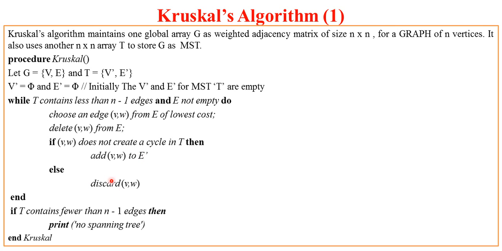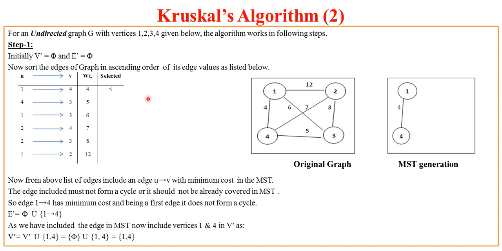So this way, if our tree doesn't have n minus 1 edges, then it is not possible to form the spanning tree. So this algorithm is very simple. The only prerequisite for this algorithm is that we should sort the edges of the graph as the ascending order of the weights. Now let us see the working of this algorithm.